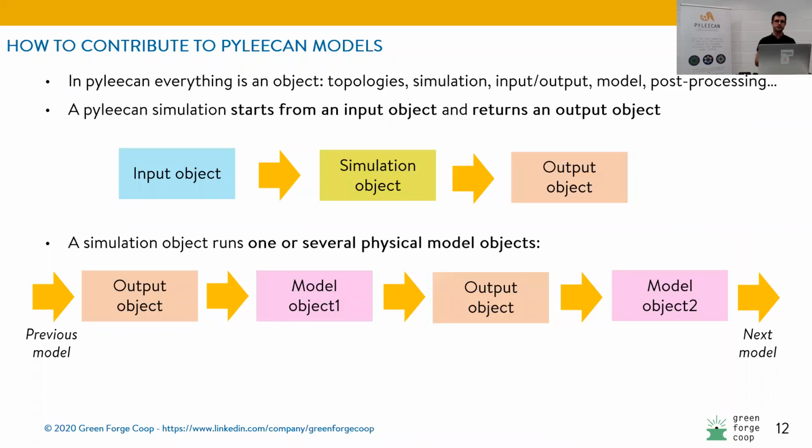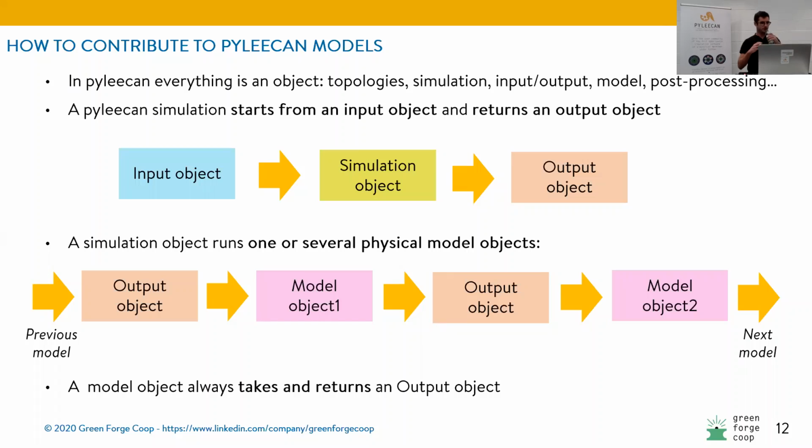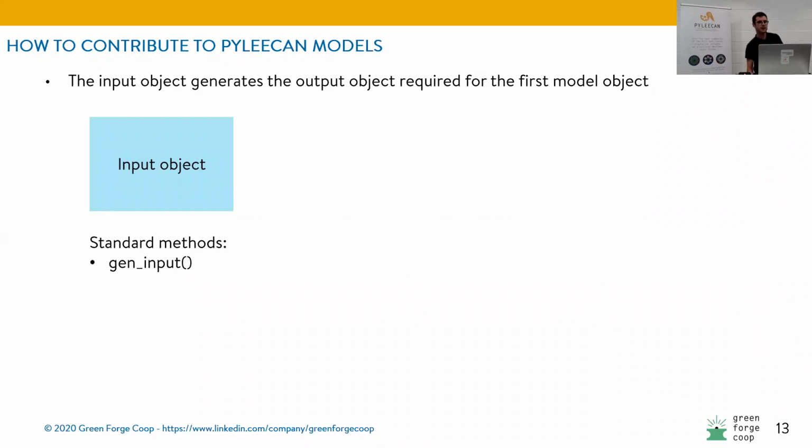And a simulation object will generally run several models, or you can just run one model, and for each model there will be an output object at the beginning and an output object at the end. So this is the illustration of what Pierre talked about when he said black boxes. Here we really have a sequence of models, outputs, simulation objects that can be seen as black boxes. And so there is still one question, which is how we generate the first input object, because any model needs an output at first.